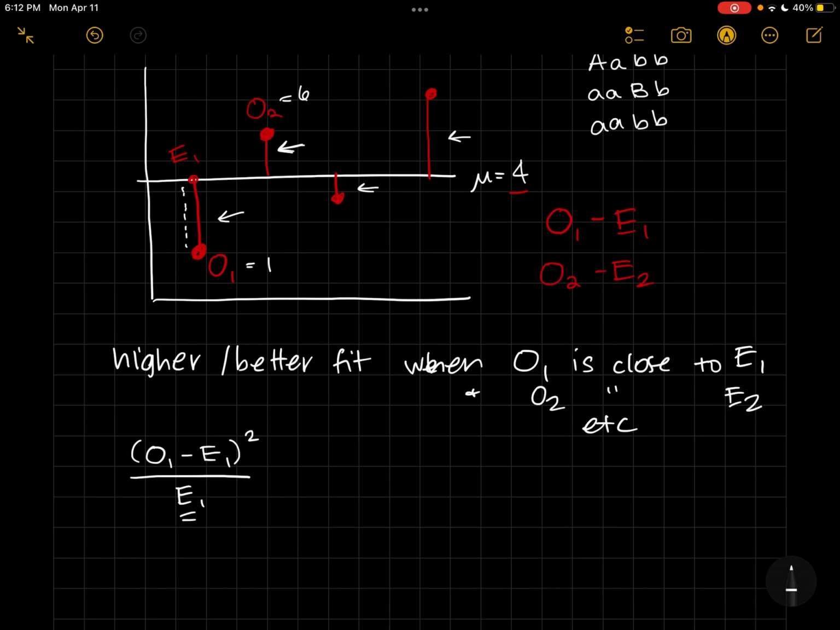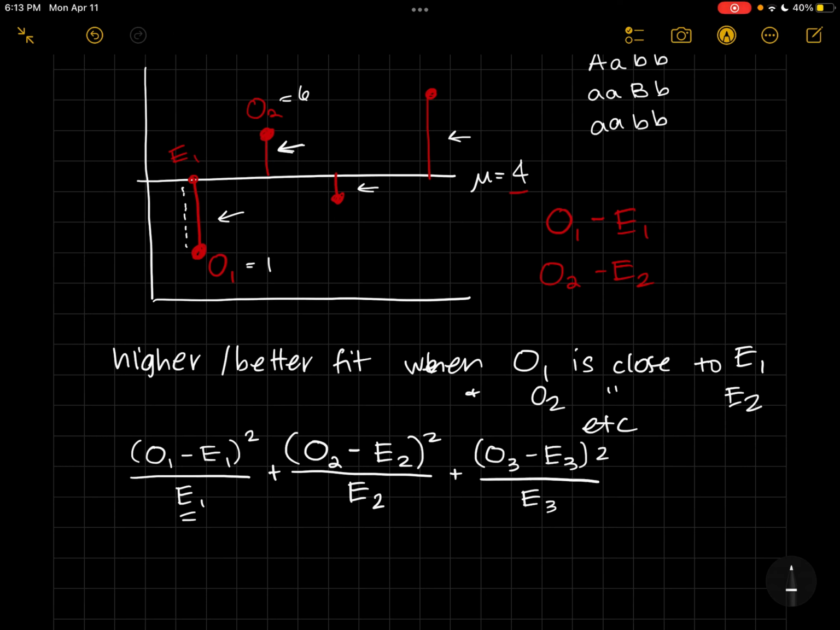Now we want to know all the lengths of the line, so we're going to add them up together. So the difference between O2 and E2, that's that second line with the arrow, square it, divide it over E2, plus O3 minus E3. We're going to square it, divide it over E3, plus O4 minus E4. Make it positive, divide it over E4. And this is actually our chi-squared. That's it. That's the whole thing.